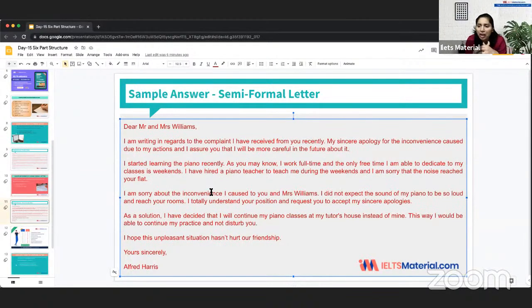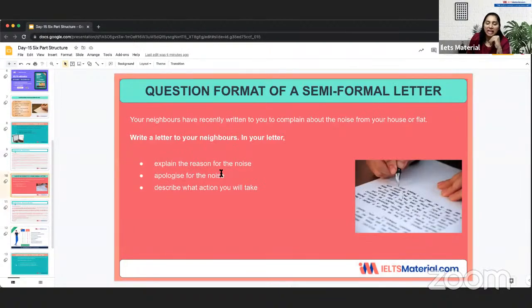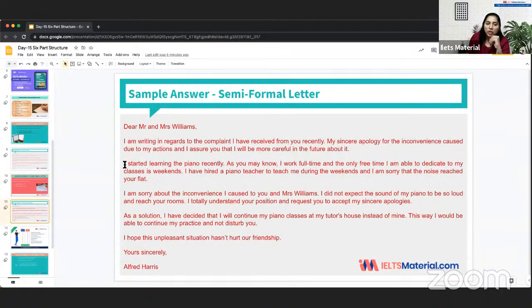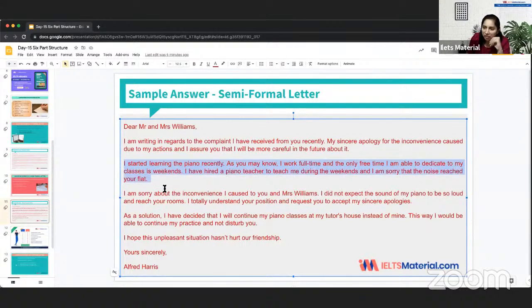Next, yes, it's completely written. The second paragraph describes the question that is given: explain the reason for the noise. So you are explaining the reason for the noise. And then the third paragraph is apologizing, right? And you are also presenting a solution in the next paragraph, that is the last paragraph.